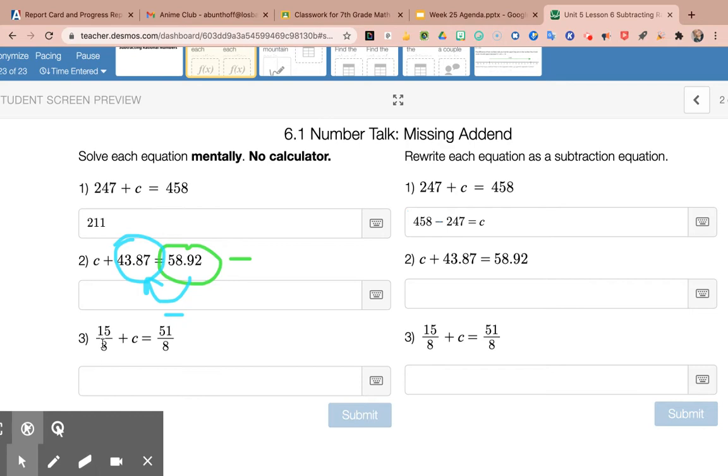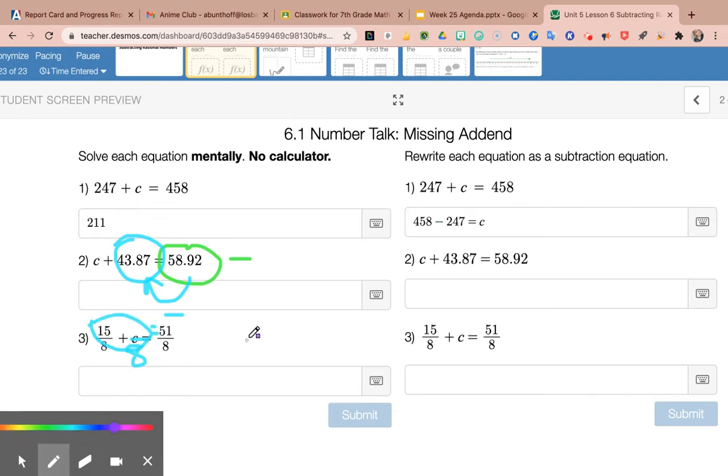For the last one, it's 15/8 plus C equals 51/8. In class, we talked about how the missing number has to have 8 on the bottom, because when I'm adding fractions, I have to have a common denominator that doesn't change, and I don't add it. I never, ever, ever add the denominator. So 8, 8, 8. Now I'm just looking for 15 plus what equals 51.